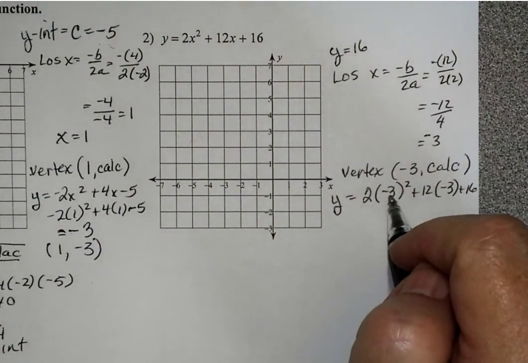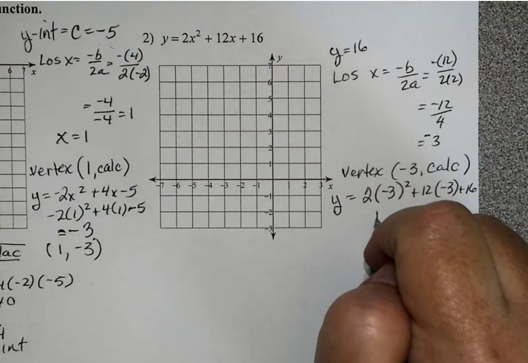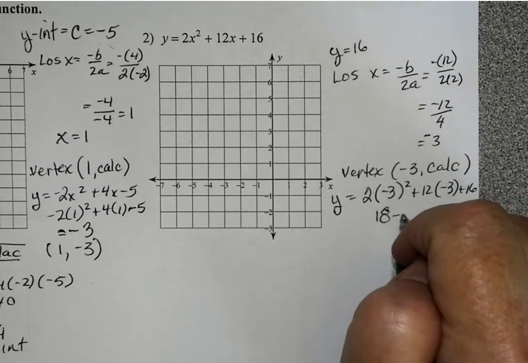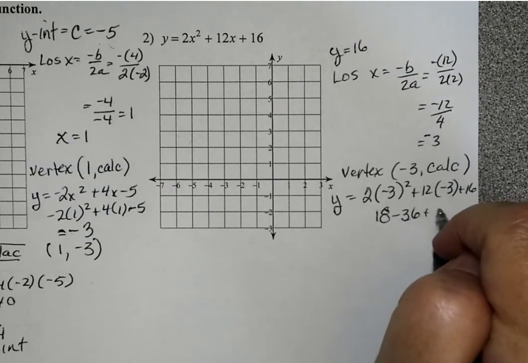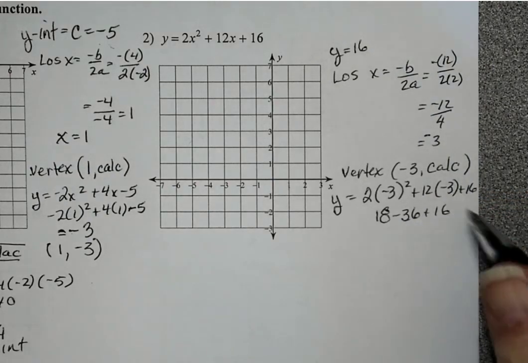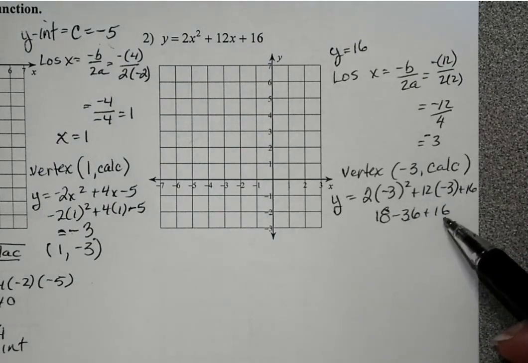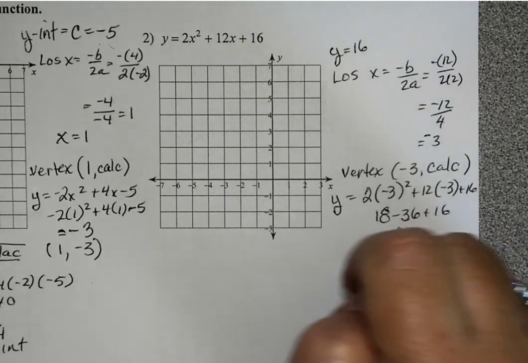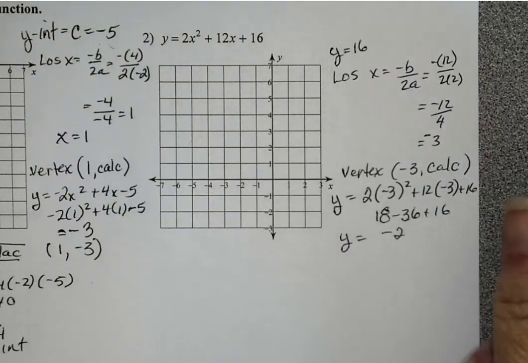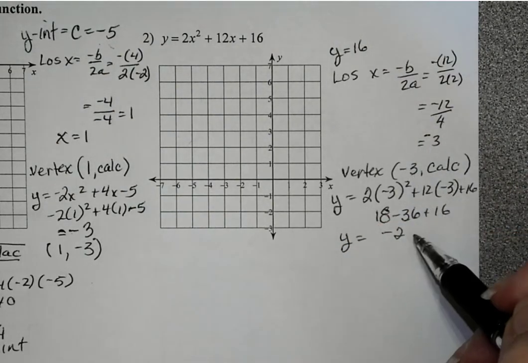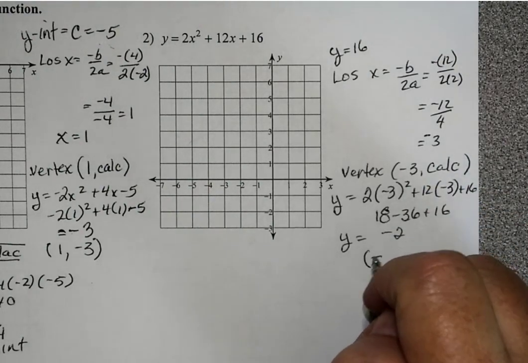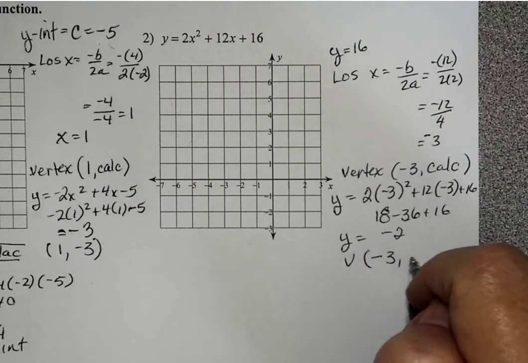So -3 squared is 9, and 9 times 2 is 18, minus 36 plus 16. So 18 minus 36 is -18, and -18 plus 16 is -2. So when x equals -3, y is equal to -2. So my vertex is at -3, comma -2.